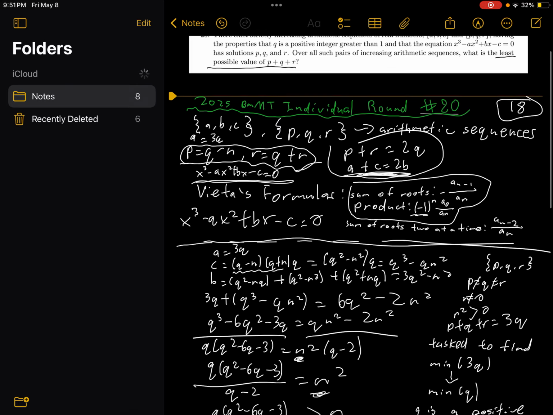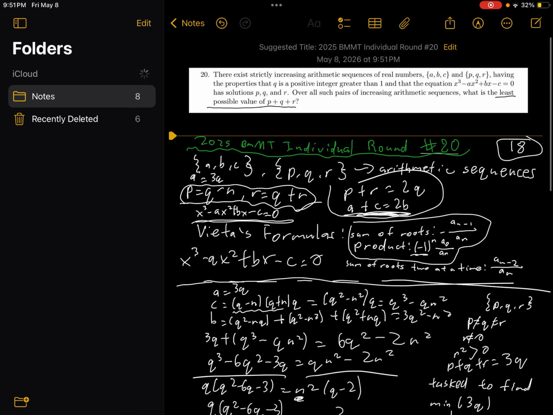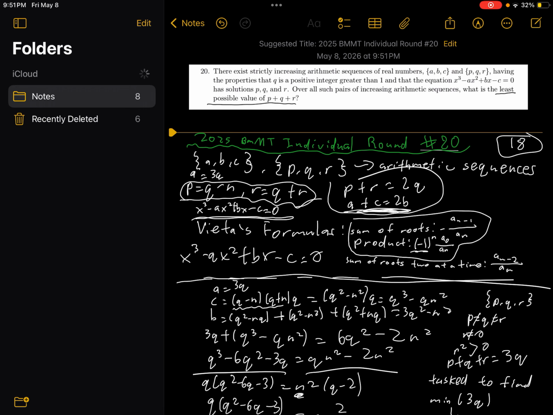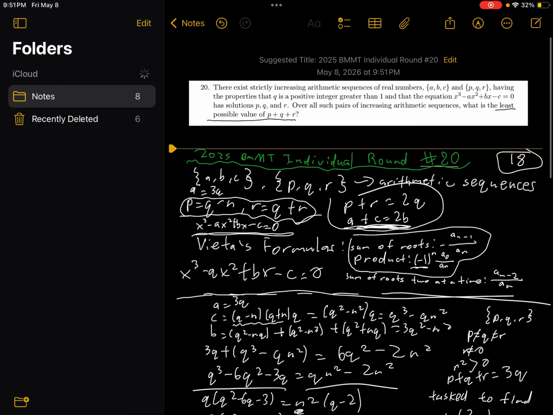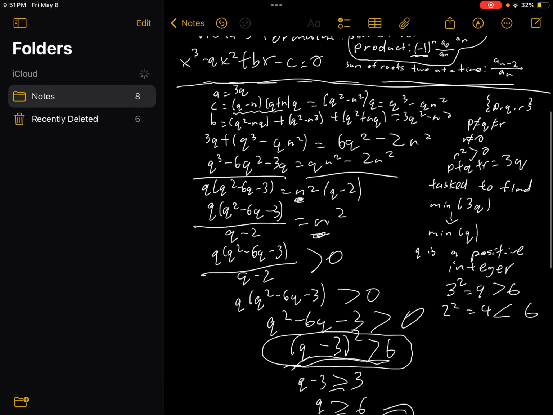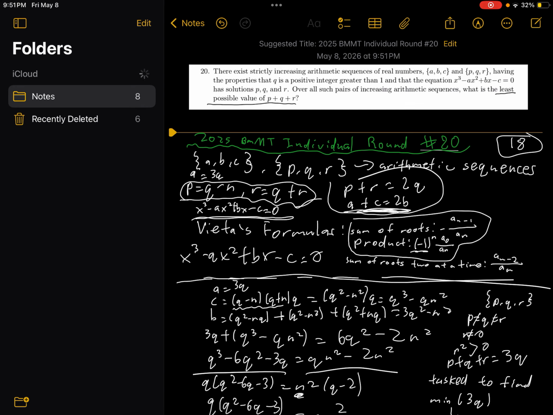So as I said, this was the hardest problem on the 2025 individual Berkeley Mini Math Tournament individual problems. And here we just solved it, and the final answer is 18. And basically, in conclusion, in this problem we learned how to apply arithmetic sequence properties, Vieta's formulas, and factoring and completing the square, and many algebraic expressions in general.